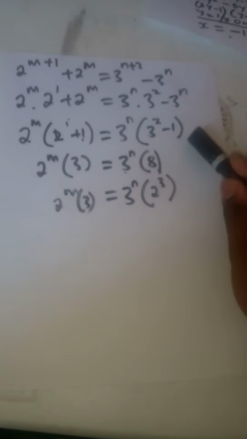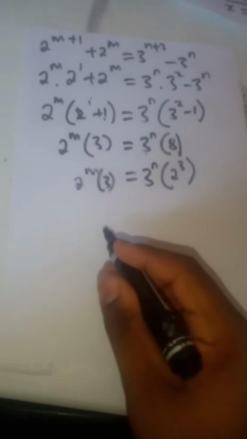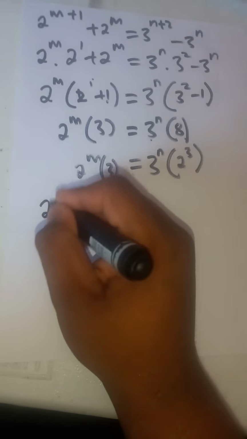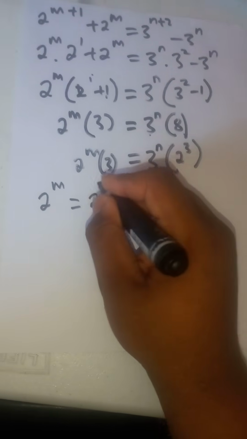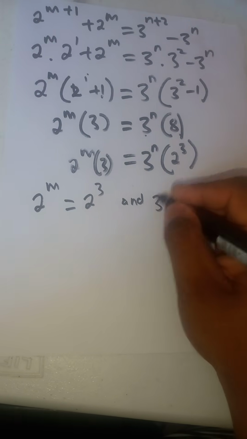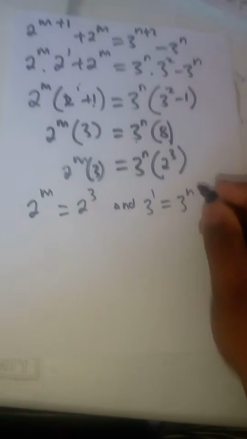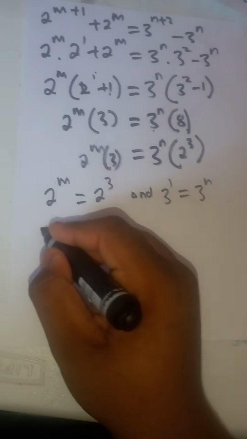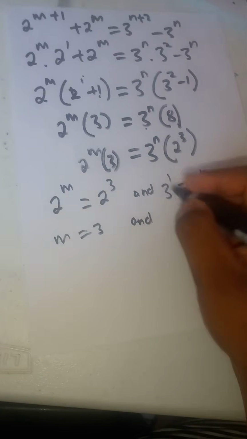And then now when it is here, guys, I hope you understood everything there. I simply split it here, checked what's common, and then simplified it. This 8 is the same as 2 cubed. So now in this case, you can write 2 to the power of m is equal to 2 to the power of 3, and then 3 to the power of 1 is equal to 3 to the power of n. Whereby you can conclude that m is equal to 3 because of same bases, and n is equal to 1.